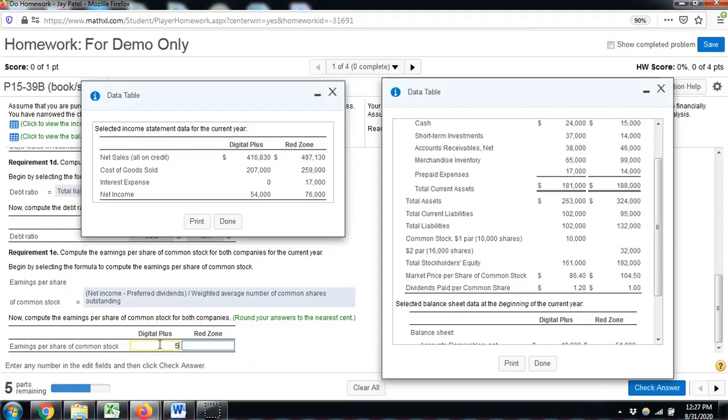So again, these are dollar amounts. It's dollars per share because we have a net income which is measured in dollars divided by a number of shares. So we're going to get dollars per share.